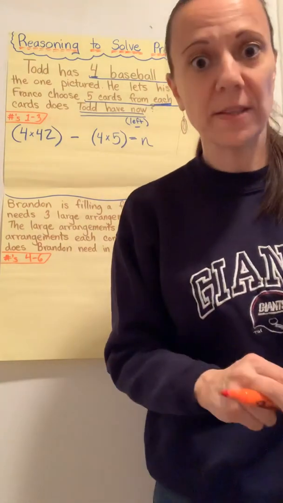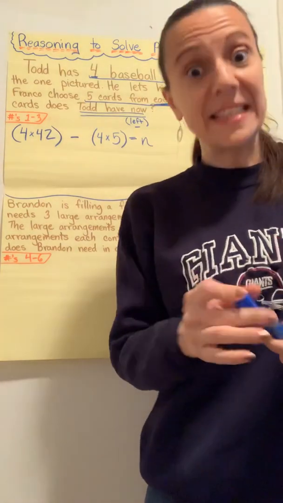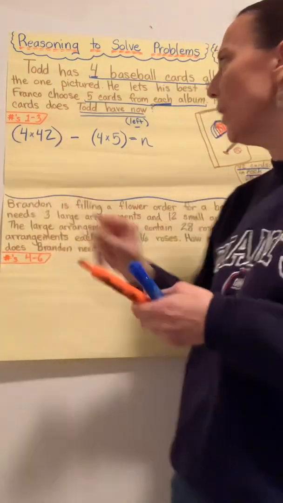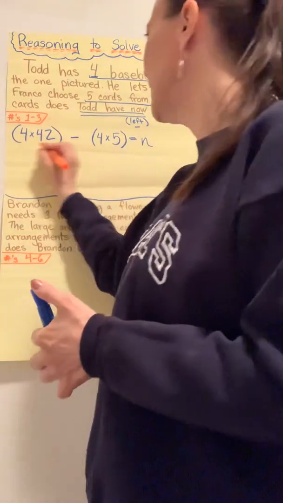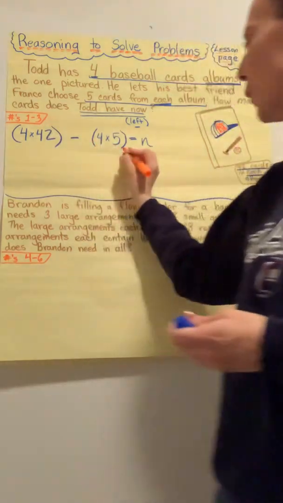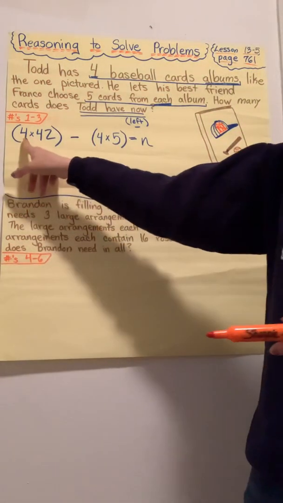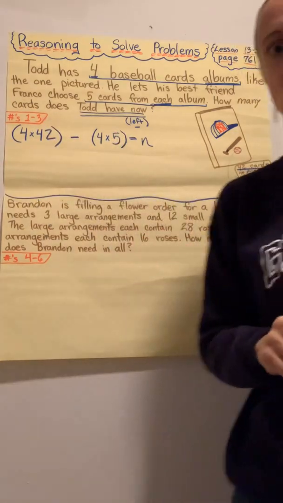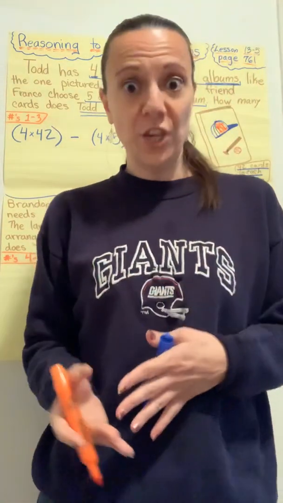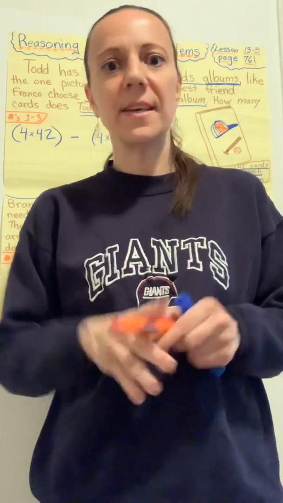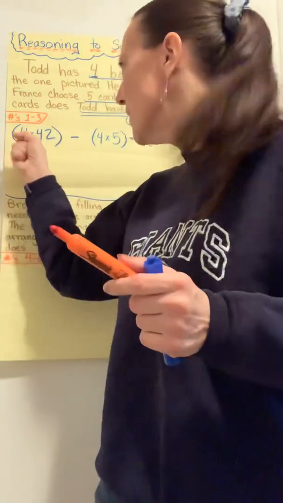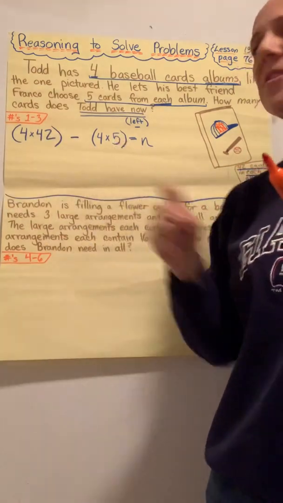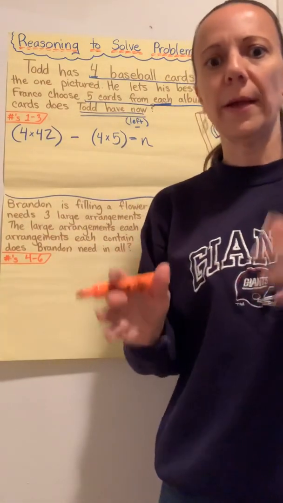Notice I did use parentheses here. I actually did not have to, because according to order of operations, if I had no parentheses and I had just written the equation 4 times 42 minus 4 times 5, with order of operations, I would have gone through and I would have done the multiplication and then gone back and done the subtraction. So the order would not have changed. But I like to put the parentheses in again to make it really clear. This is the first thing I'm doing. This is the second thing I'm doing. And that's the third thing I'm doing, just for a little clarity.